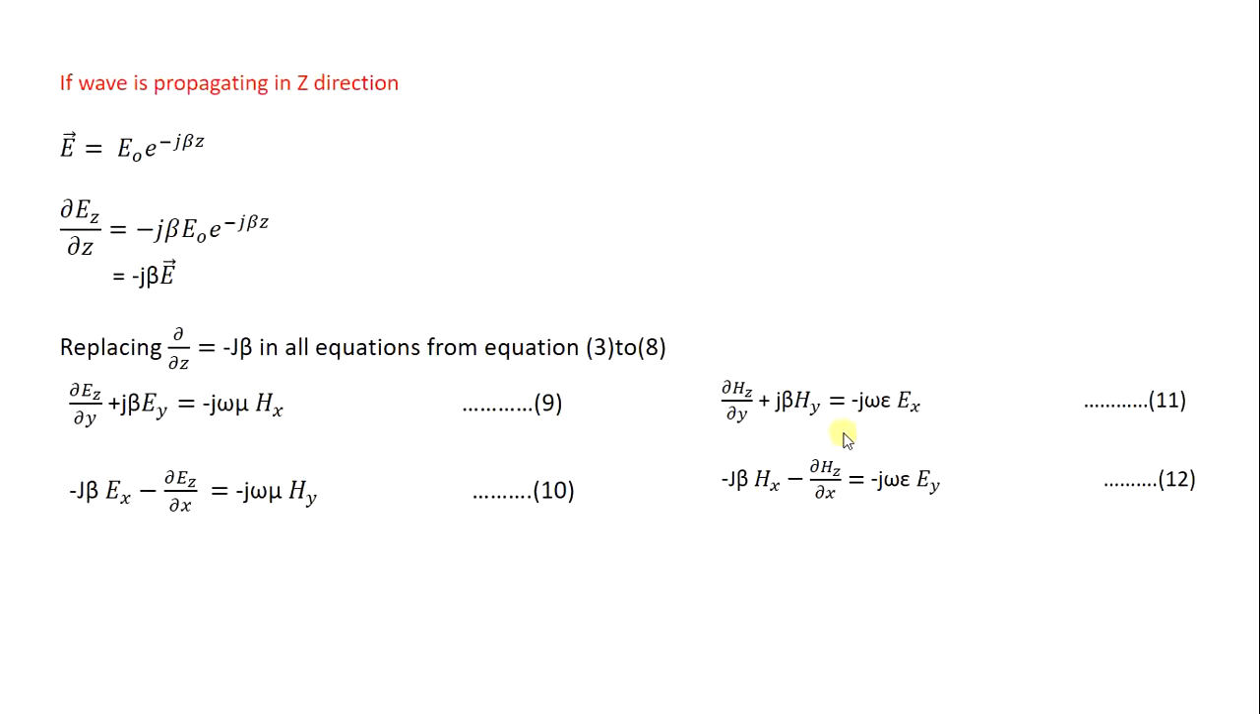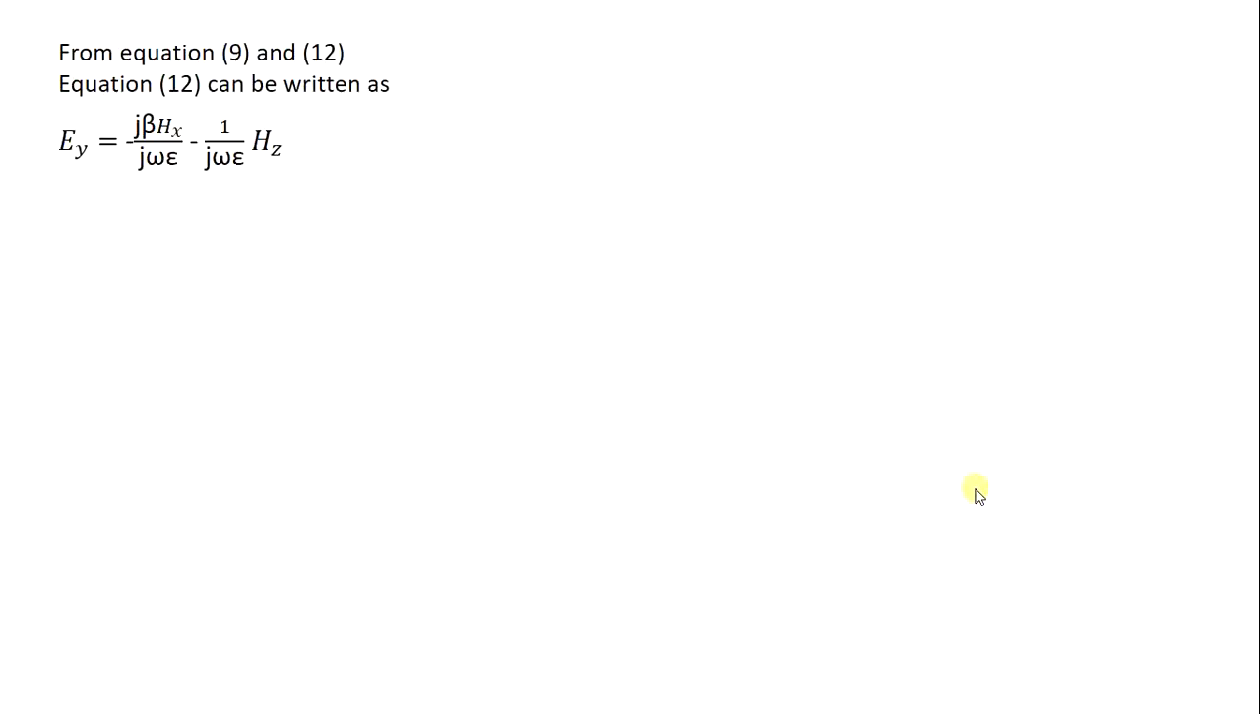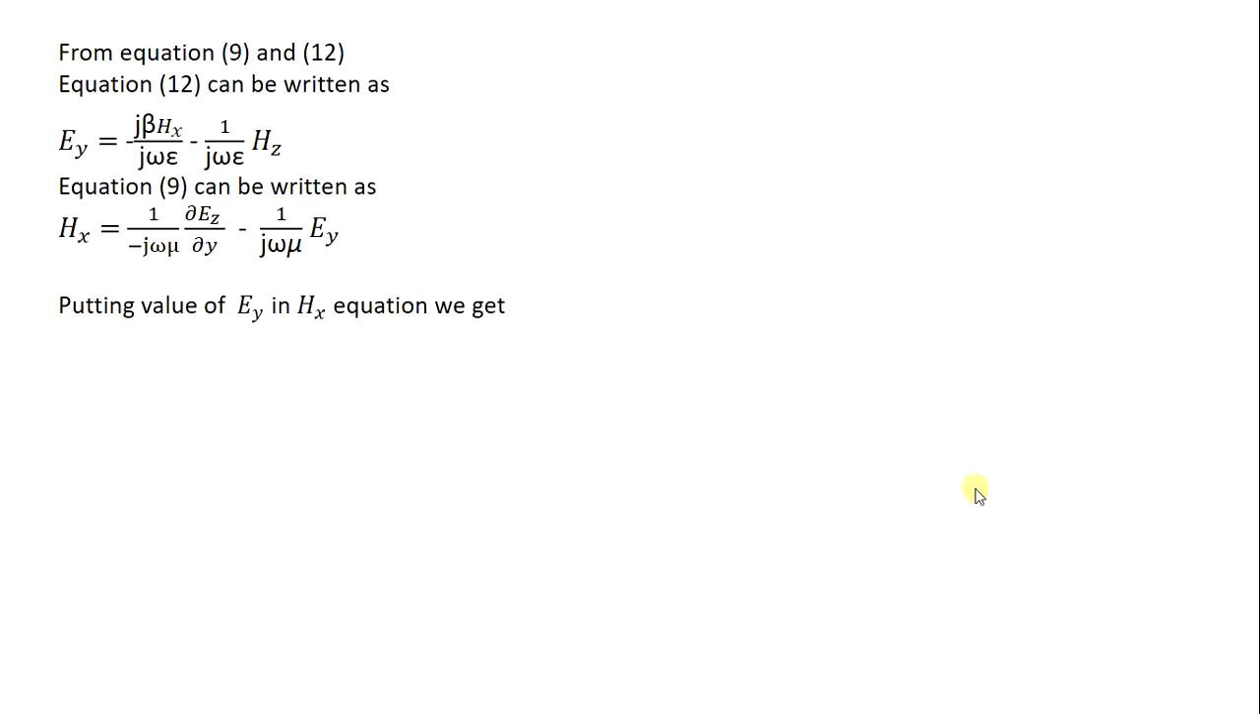So from equation number 9 and 12, equation 12 can be written in terms of Ey equal to minus jβHx upon jωε minus 1 upon jωε ∂Hz/∂x. Similarly, equation 9 can be written in terms of Hx equal to 1 upon minus jωμ ∂Ez/∂y minus 1 upon jωμ Ey.